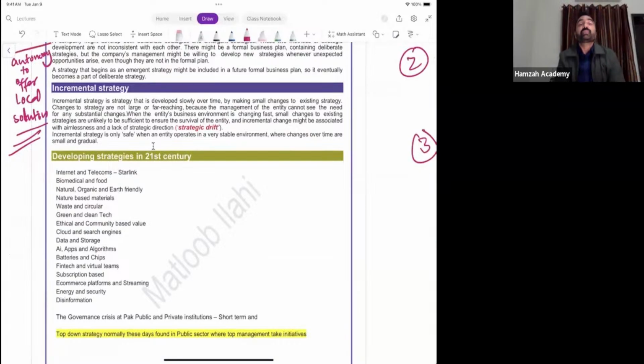Perfect. Thank you. Okay. The third type of strategy is called incremental strategy. Incremental strategy is quite a risky strategy. The reason is that under incremental strategy, a business would make small changes to its overall strategy in the long term. What is the problem with this strategy? The problem is that this incremental approach might be too slow, not able to cater to the bigger changes happening in the external environment.